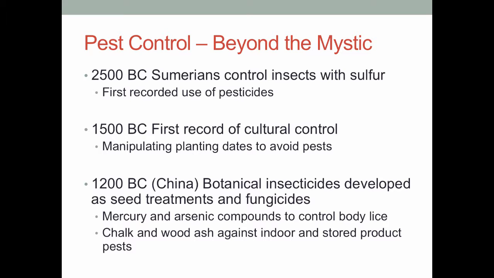And further, there were other various discoveries. The Chinese were really ahead on a lot of this stuff. They figured out that you could treat with mercury or arsenic in the hair for lice and fleas. Chalk and wood ash for indoor pests. All sorts of stuff like that.